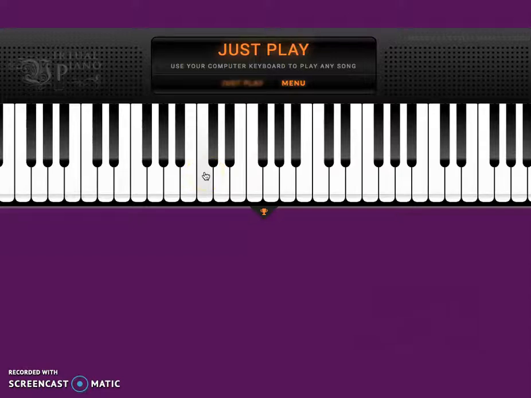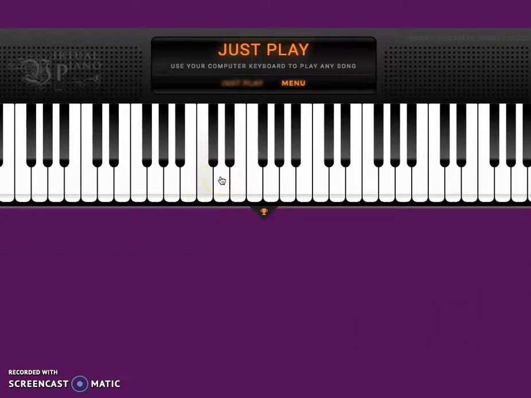So the whole step, let me make sure I say this correctly because I don't want to confuse you. The keys that are right next to each other up at the top are known as next door neighbors, and those are your half steps. To find a whole step, you're going to have to go two half steps.